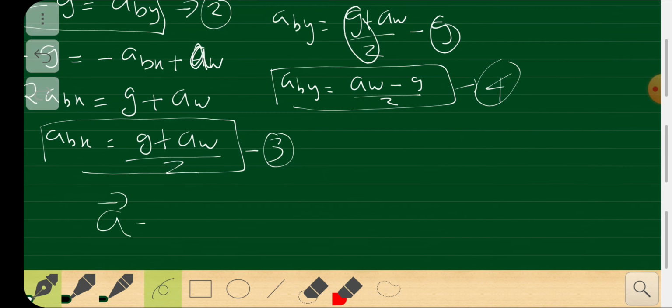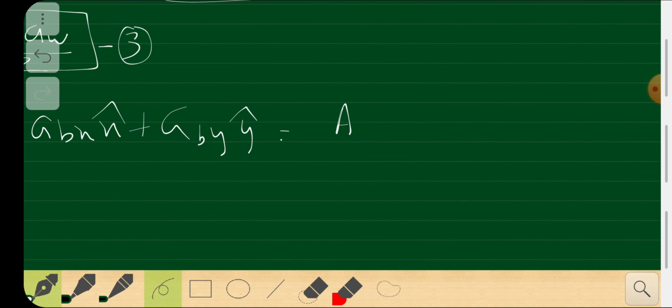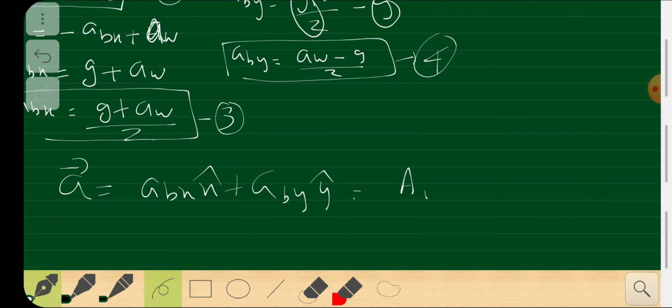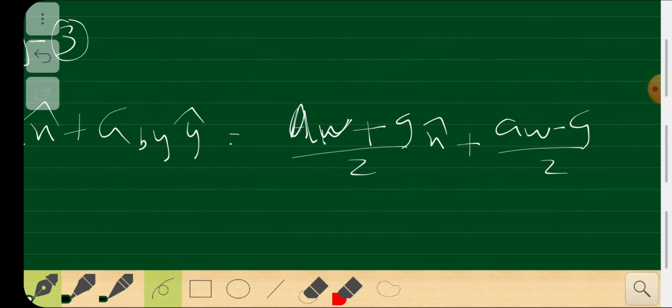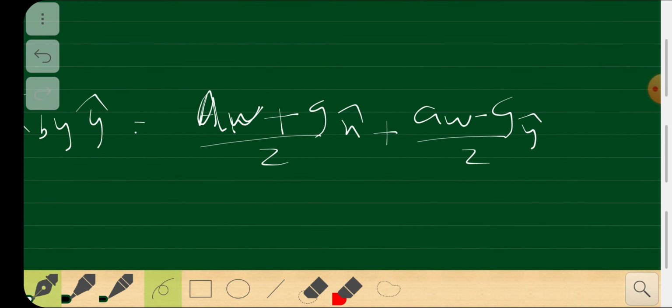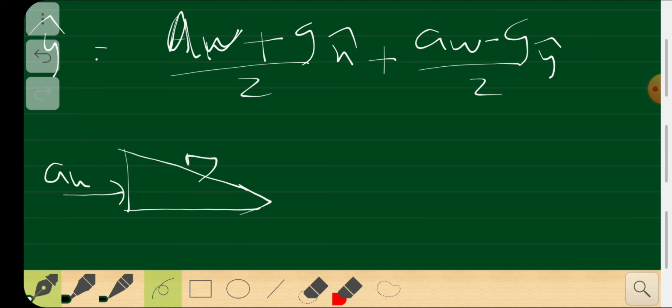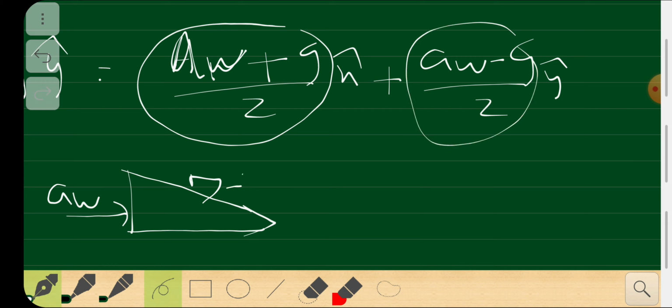So the acceleration vector for the box is equal to a_bx in the x cap direction plus a_by in the y cap direction, and I can substitute those values. So you get (a_w plus g) by 2 in the x cap, plus (a_w minus g) by 2 in the y cap direction. So that's the acceleration vector. If you push this wedge with a box here with acceleration a_w, then you know this will be the acceleration of the box in the x cap and y cap directions. So you can find that easily.